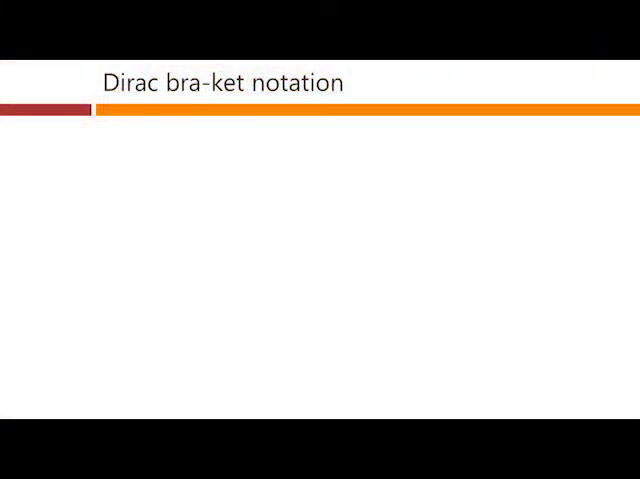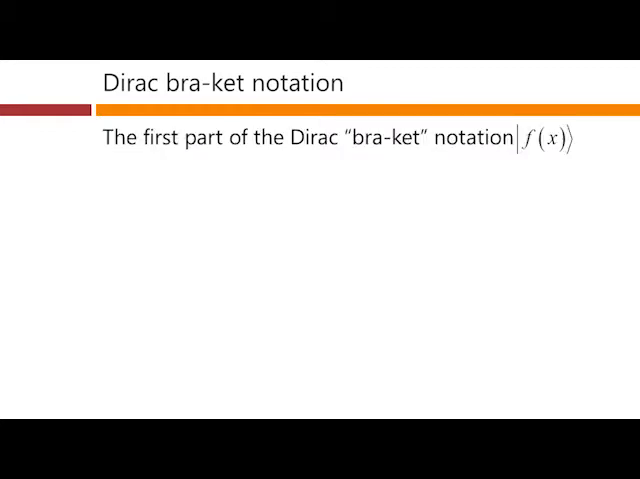Now we're going to introduce the Dirac bra-ket notation. And as I said, this is really a pun on the word bracket, but we're splitting it into two parts. This is a beautiful and very elegant notation for doing linear algebra. The first part of the Dirac bra-ket notation is this object here, which we call a ket.